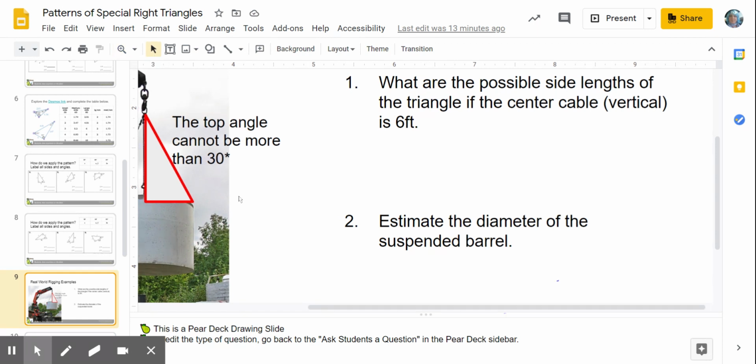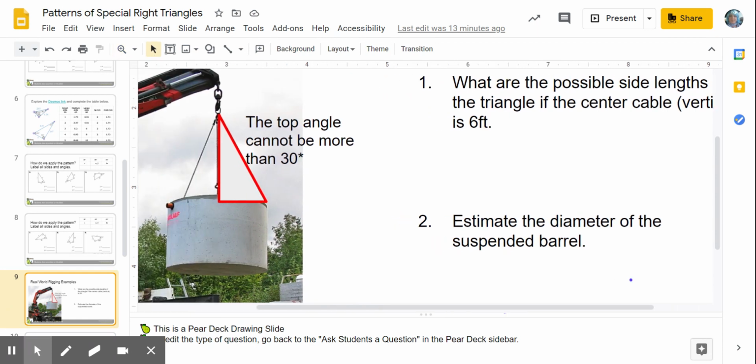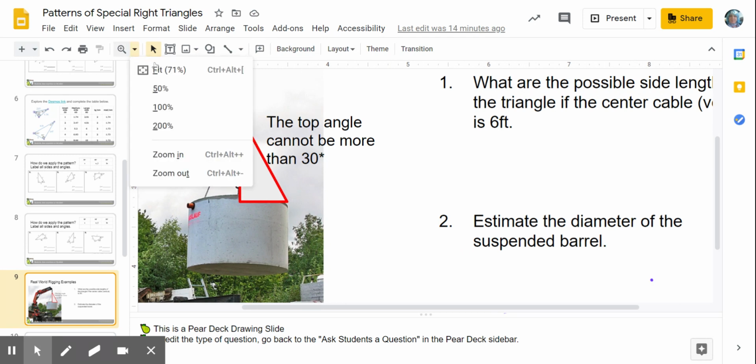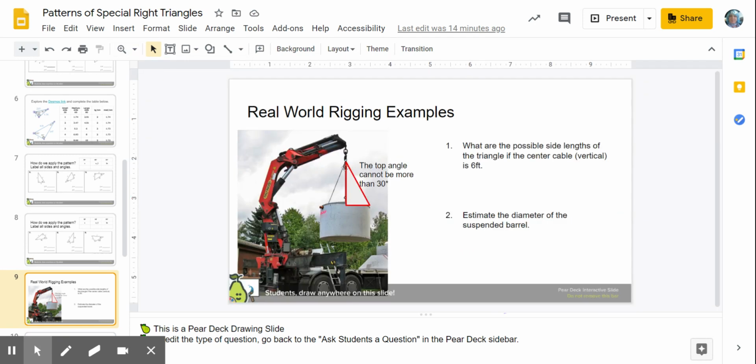If we go to slide 9, we've got a crane. Let me zoom out so I can see the whole thing. We've got a crane, right? Picking up this giant bucket thing. I don't even know what that is, right? But cranes use trig all the time. If the top angle cannot be more than 30 degrees, we're going to make this angle 30 degrees. What are the possible lengths for the triangle if the center cable, that vertical cable, is 6?